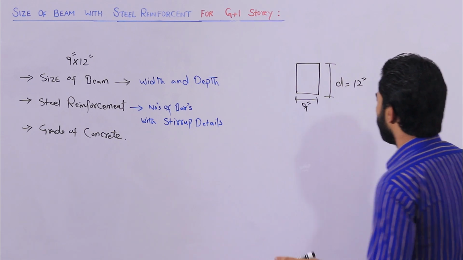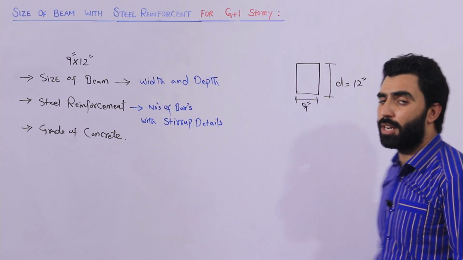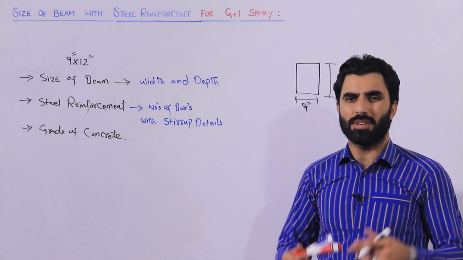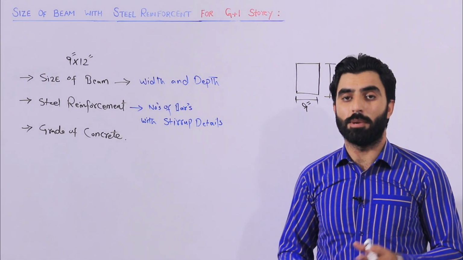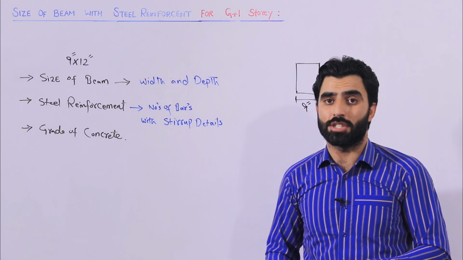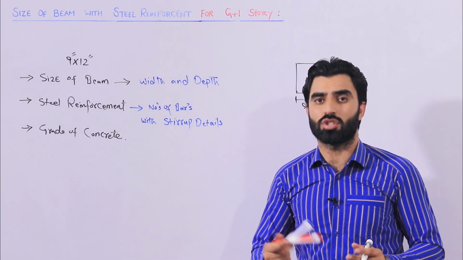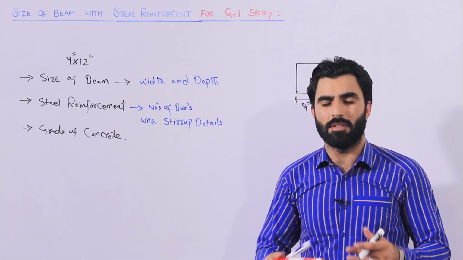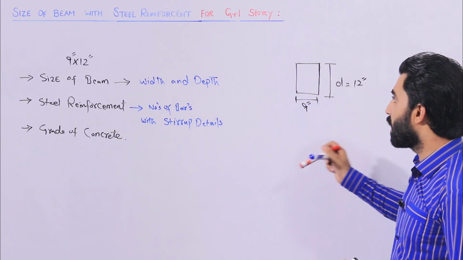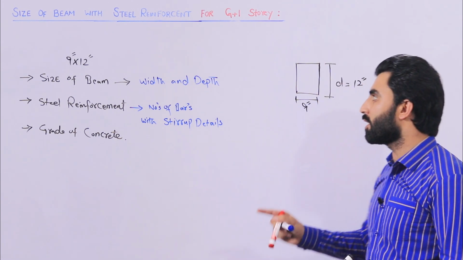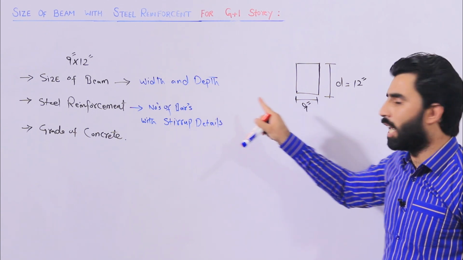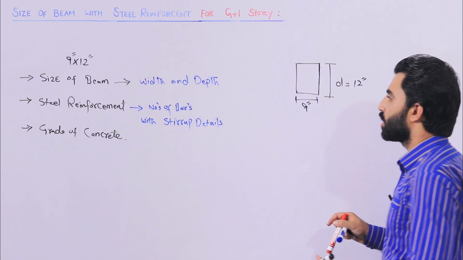Now guys, sometimes we try to find out the depth and width of the beam, but this is a normal residential building, so we don't require structural design for the plinth beam. Therefore I am guiding you from my personal experience that the size of the beam should not be less than 9 by 12 inches. Now come to its steel reinforcement.